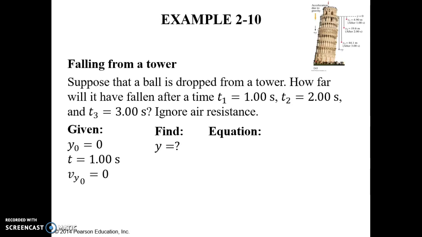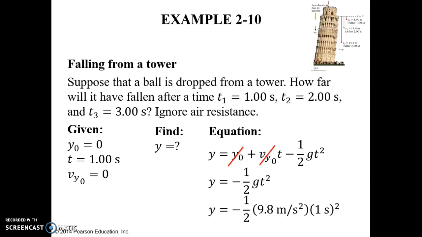Which of these three new kinematic equations for free fall do you think we use? Correct. y equals y naught plus vy naught t minus 1/2 g t squared. Now cross out any variables that equal 0, which is y naught and vy naught. Then simplify the equation to get negative 1/2 g t squared. Now we just need to plug and chug. We'll get an answer of negative 4.9 meters.